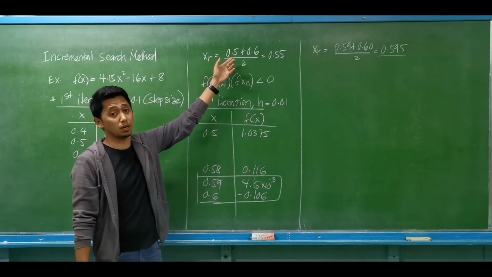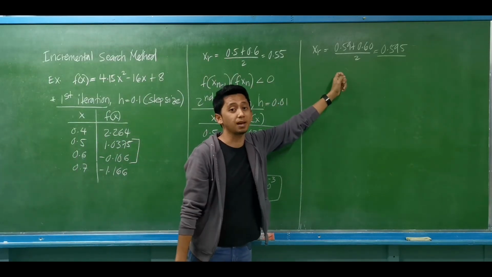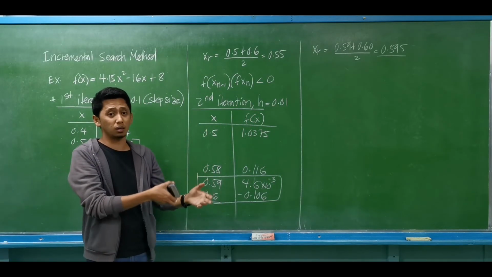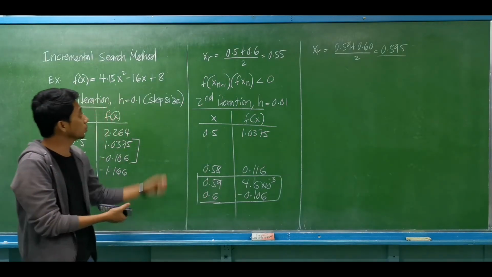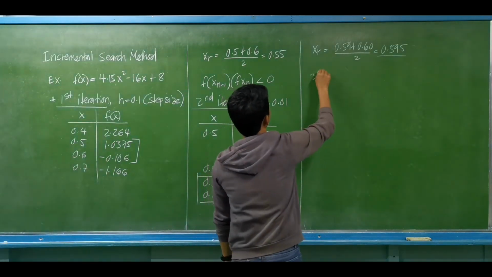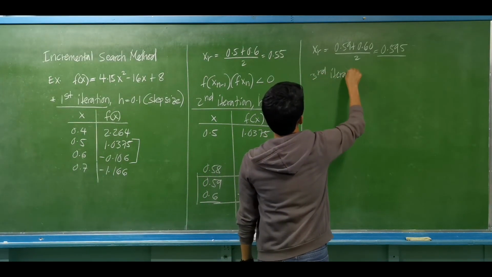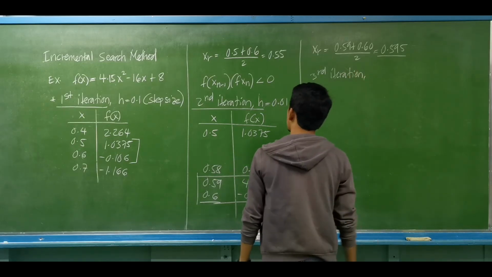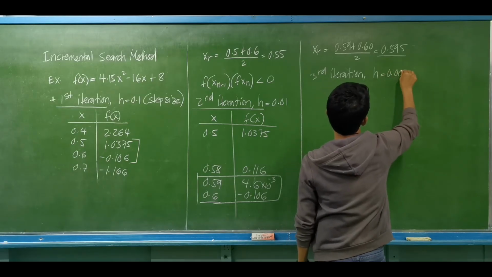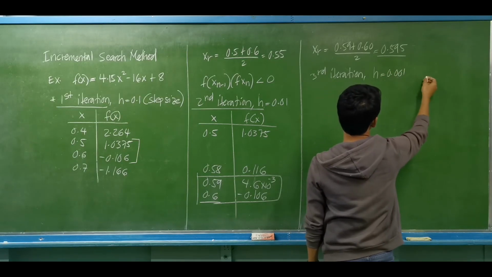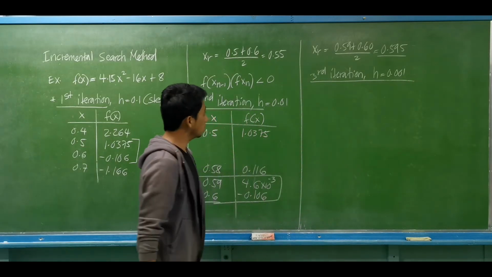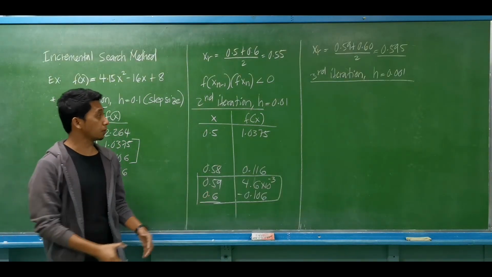So take note, this is the first iteration, then the second iteration. Then if you want to get a closer value of the root of the given function, we may do another iteration, and this is for the third iteration. So how to increase the accuracy? We can increase the accuracy if we decrease the value of the step. This time 0.001 for the third iteration. Okay, so we start with 0.59 and 0.6.